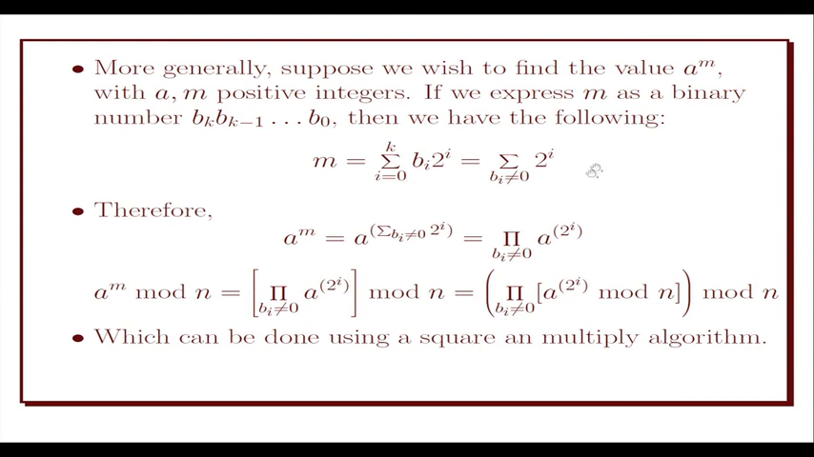So if m is this, then a to the power m is basically in this product form, a to the power 2 to the power i. Every time we square it, and all of this is mod n. This is called the square and multiply method, or square and multiply algorithm.